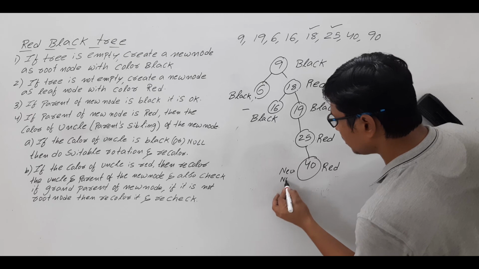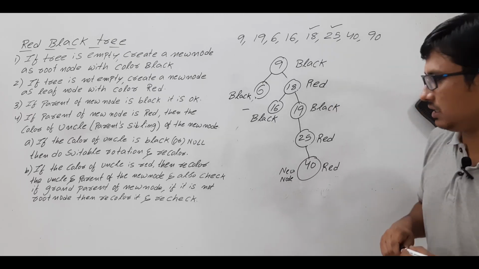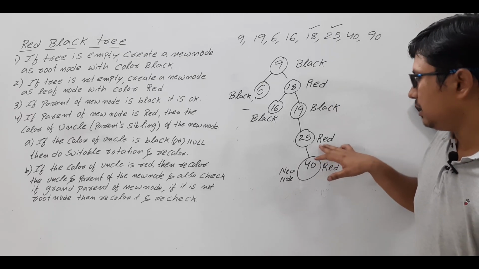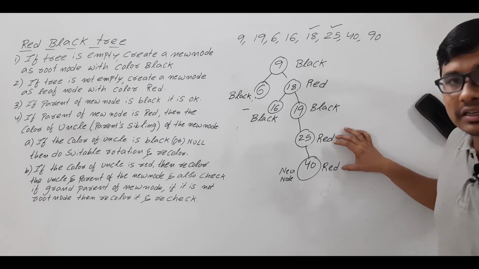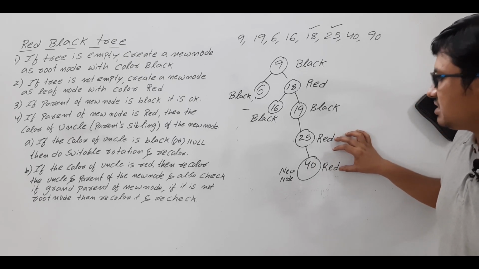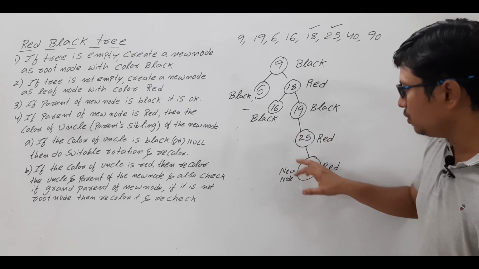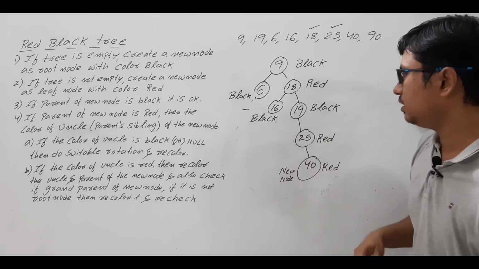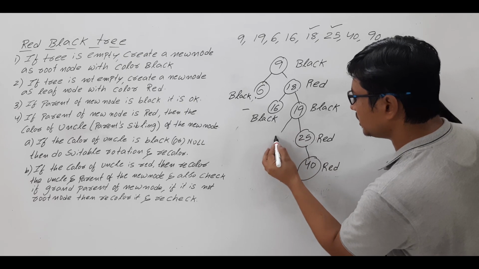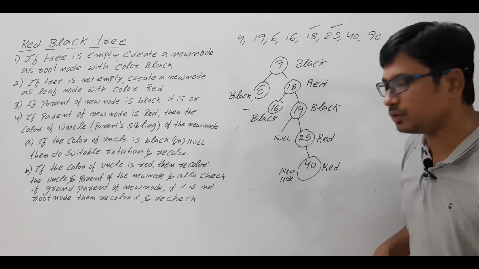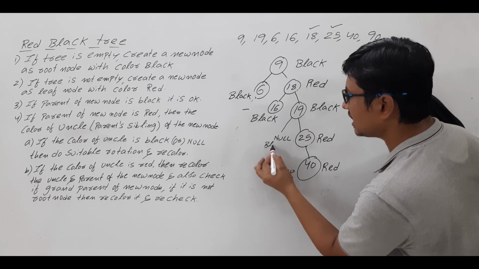Parent of the new node is not black. If it is black, I can leave it. If it is not black, then it means there is a red conflict. If there is a red conflict, you need to check the new node's uncle, which is a null node here. Am I right? Because there is no node, it is null, which is black in color.